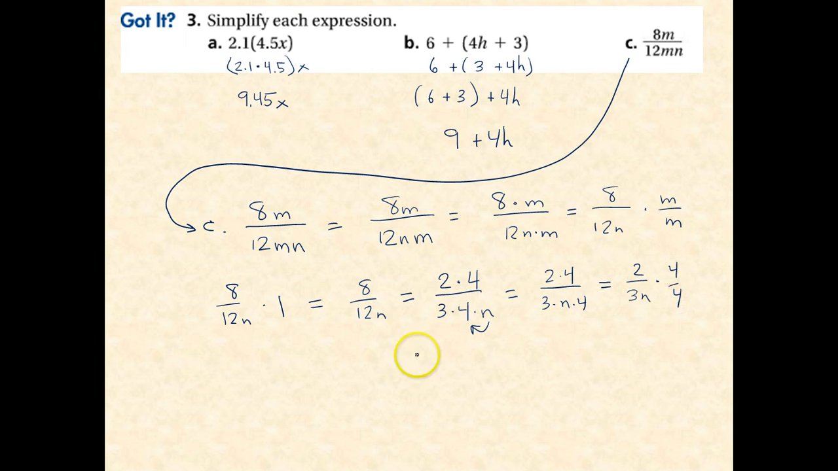4 divided by 4 is 1. So this is 2 over 3n times 1. And the identity property of multiplication says that this is 2 over 3n. And there's nothing else I can do because 2 over 3 doesn't simplify, and there's no other n's to divide out. So we're donezo.